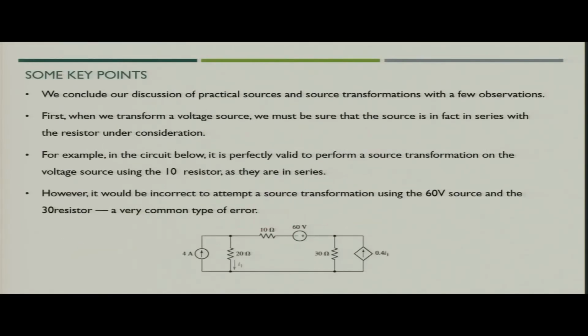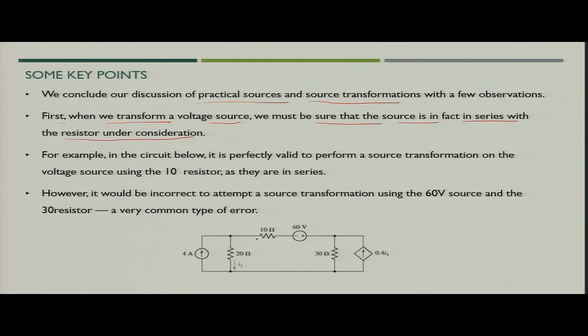Now, some key points which you have to remember is that for a practical source, the source transformation should be considered while keeping these particular aspects in mind. First is that when we transform a voltage source, we must be very sure that the source is in fact in series with the resistor under consideration.